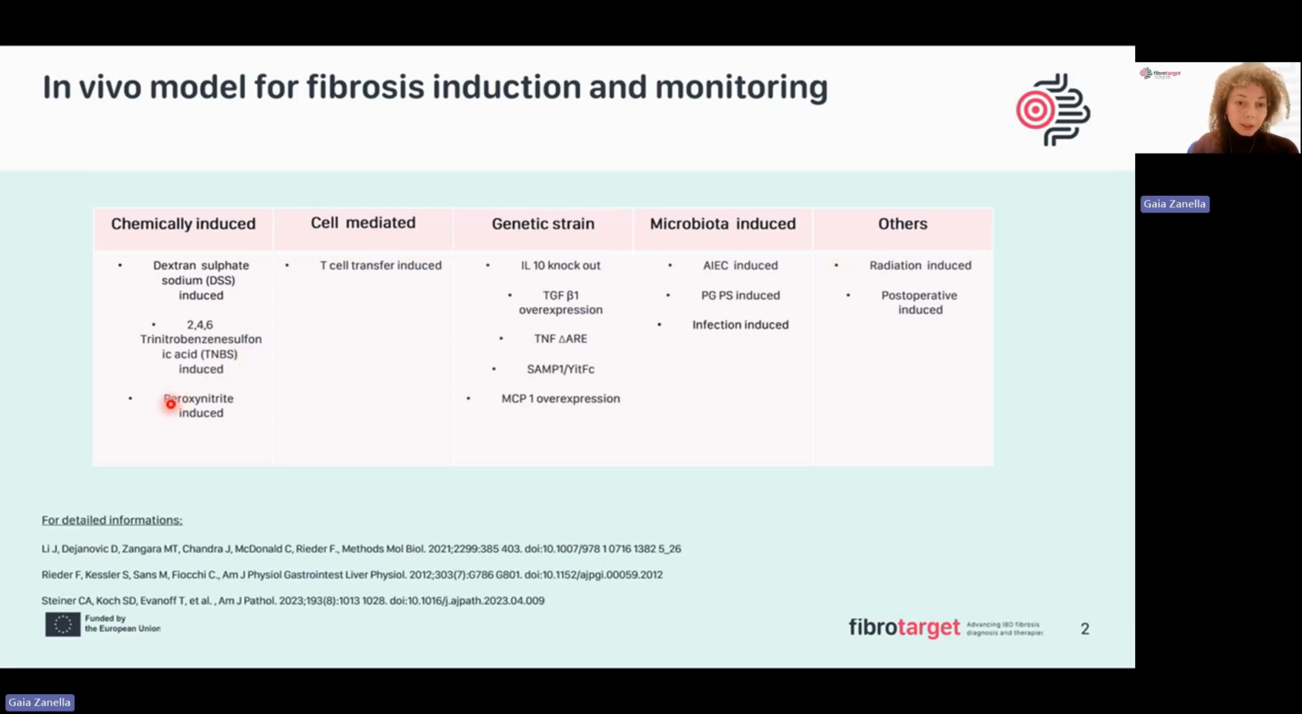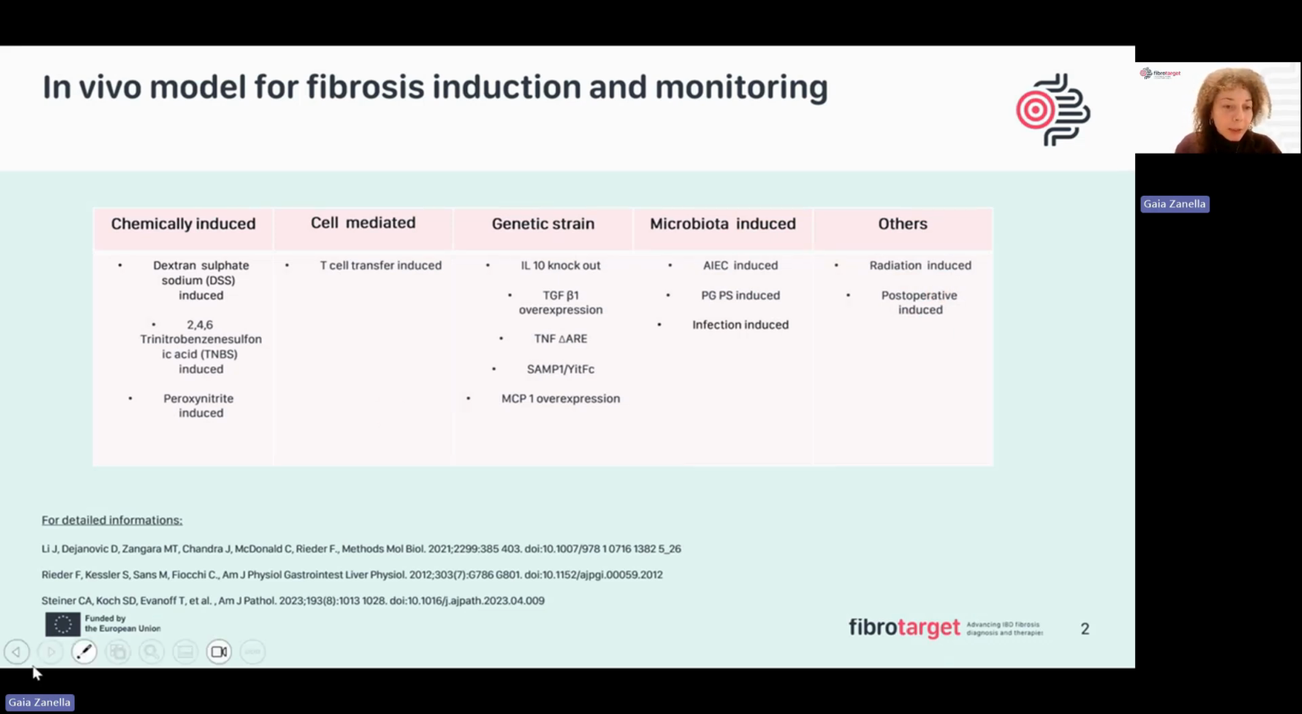Then we will have peroxynitrite induced colitis, which can be interesting to study the role of nitric oxide in the context of IBD. Then we will have cell-mediated colitis, which are mainly T-cell transfer induced. And then we can use different genetic strains based, of course, again, on our interest. So we will have strains either knockout for anti-inflammatory genes or overexpressing pro-inflammatory or pro-fibrotic genes. And these strains can basically develop spontaneous colitis or ileitis. Then we will have infection-induced models and some other models such as radiation-induced or post-operative induced.